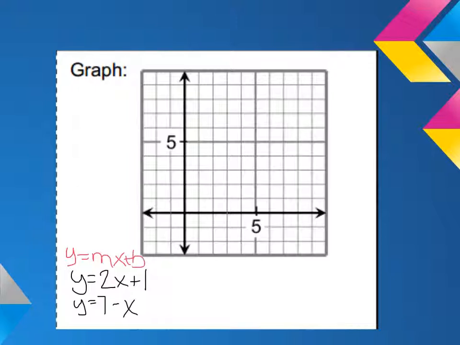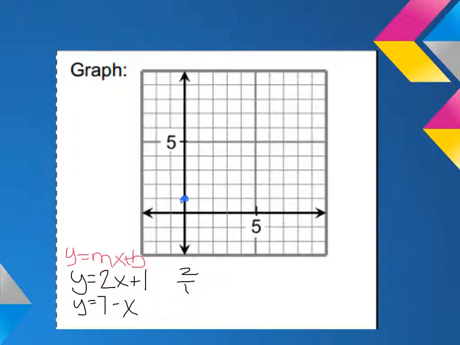Remember, when we graph these, we always start with what is being added or subtracted. That's our beginning. We're going to start at positive 1 on the y-axis. So on our coordinate plane, put a dot at positive 1. Our slope is 2. To make 2 a rise and run, we're going to put it over 1. So we rise 2, run 1.